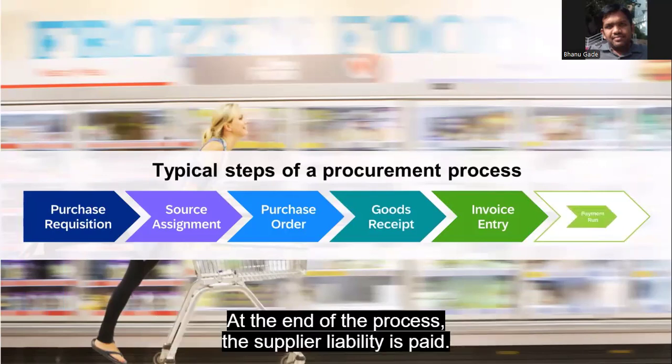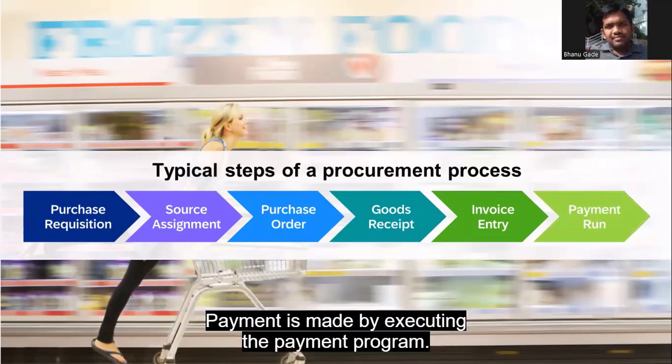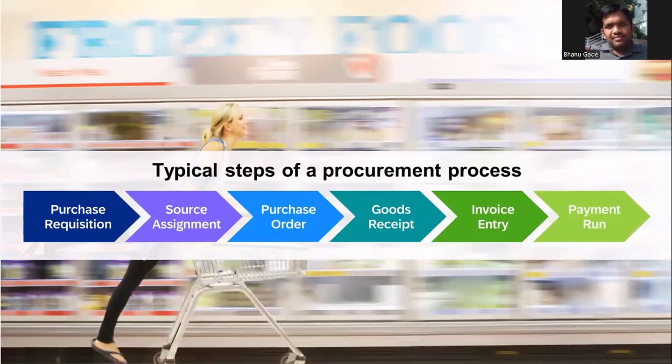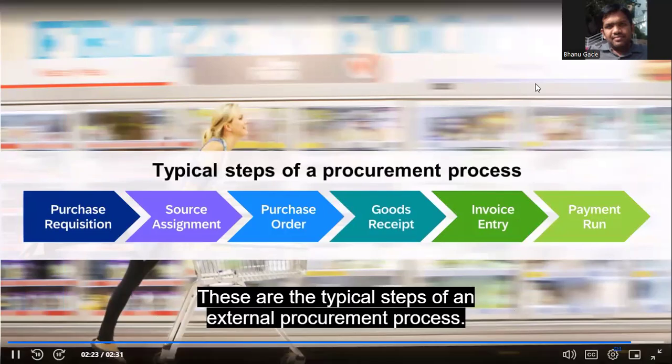At the end of the process, the supplier liability is paid. Payment is made by executing the payment program. This program is usually executed at regular intervals. These are the typical steps of an external procurement process.